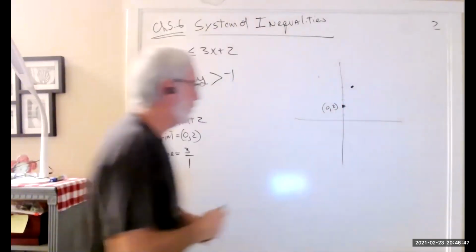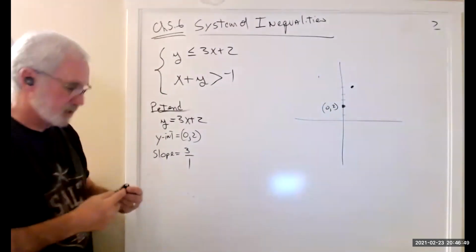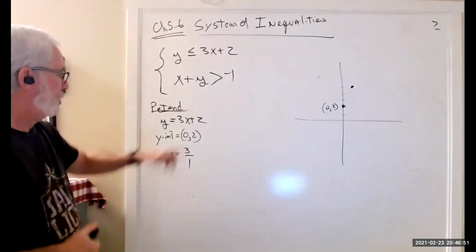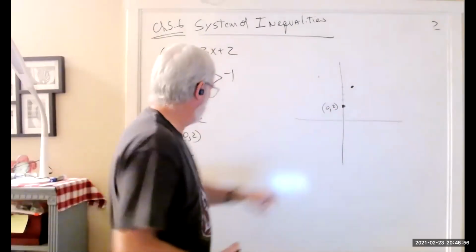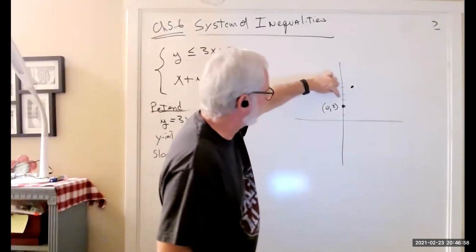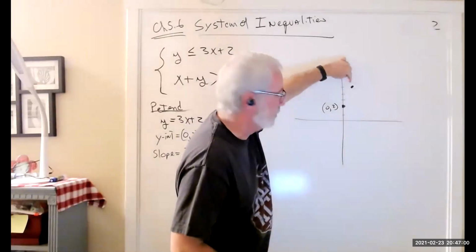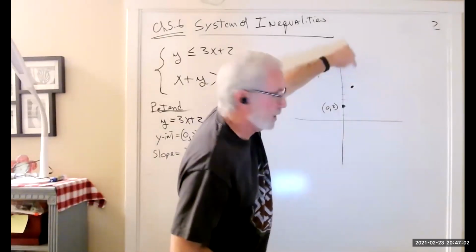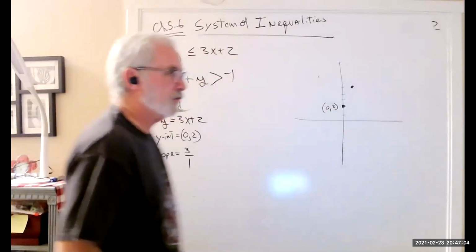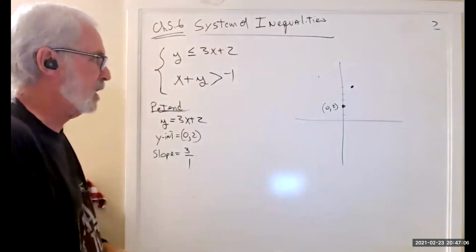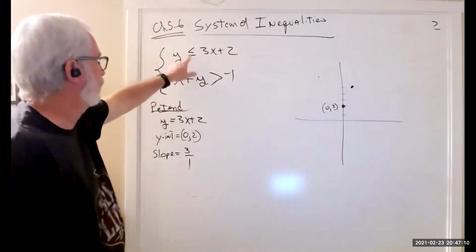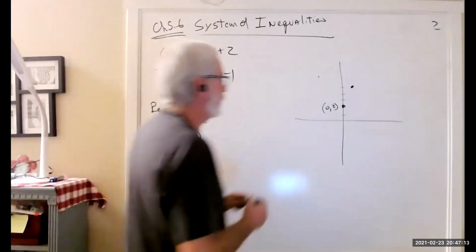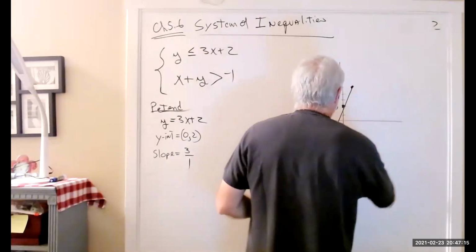Now I'll get out of the way. I got my y-intercept was 0, 2. Then I used rise over run, up 3, 1, 2, 3/1. And I can see the line. Question: is this a solid line or a dotted line? Solid, because it's an equal. So it's solid.